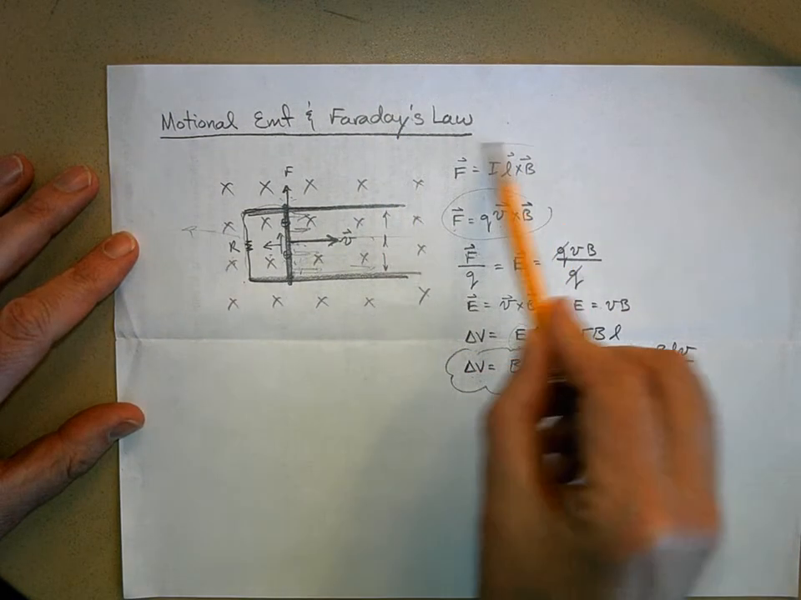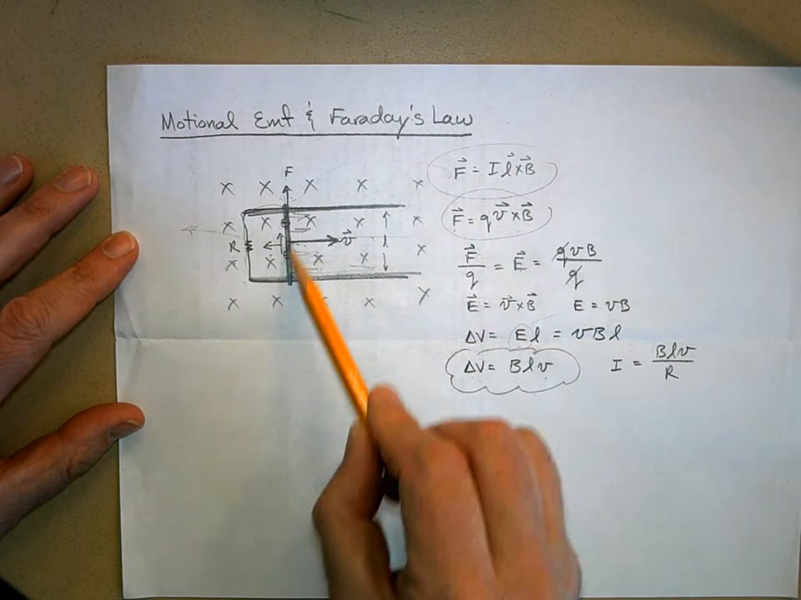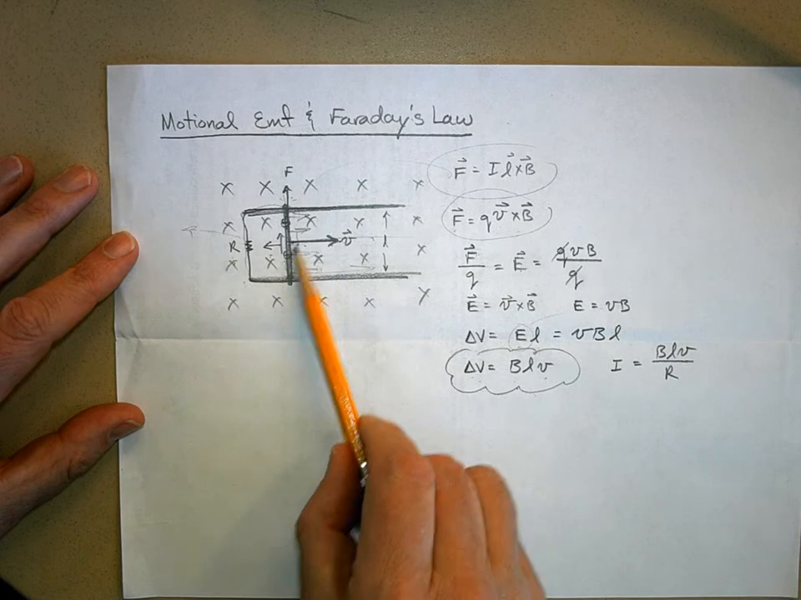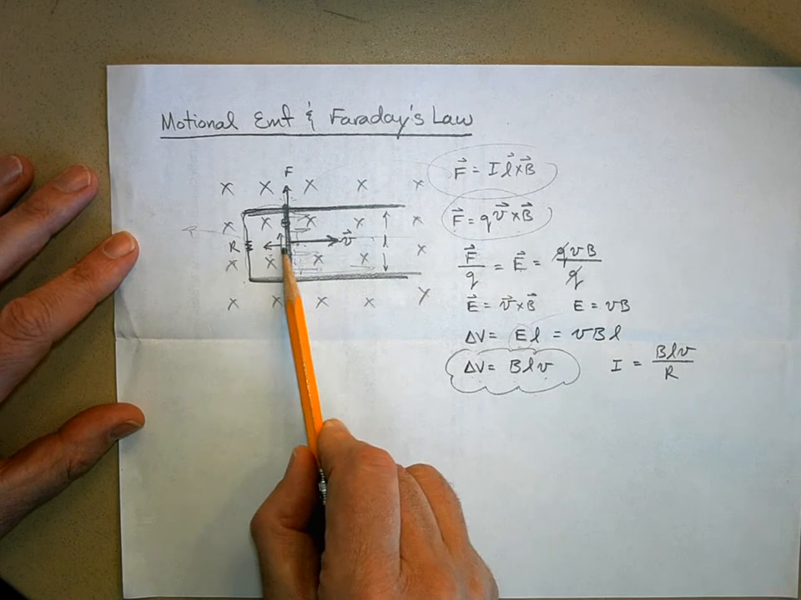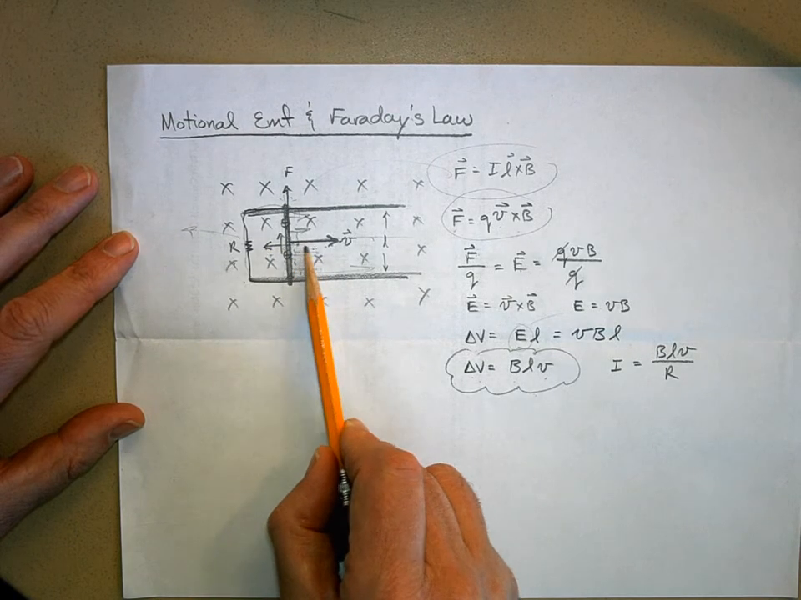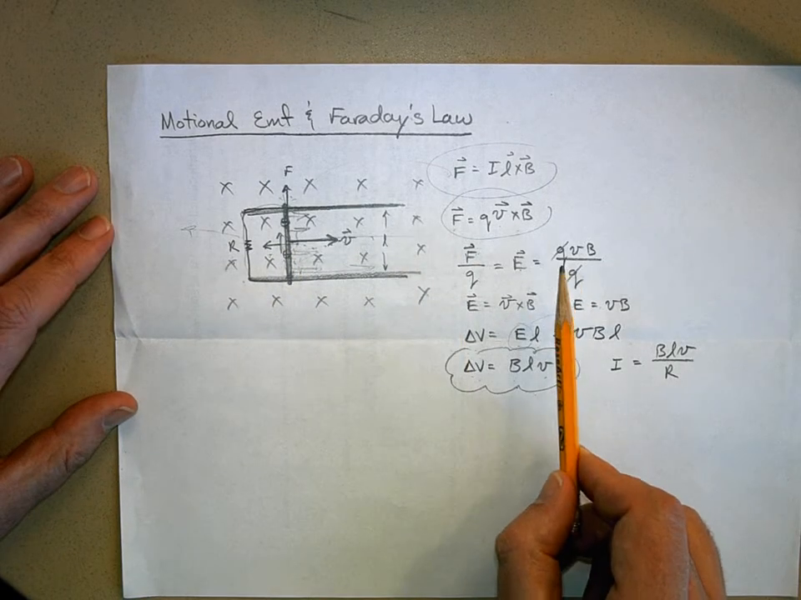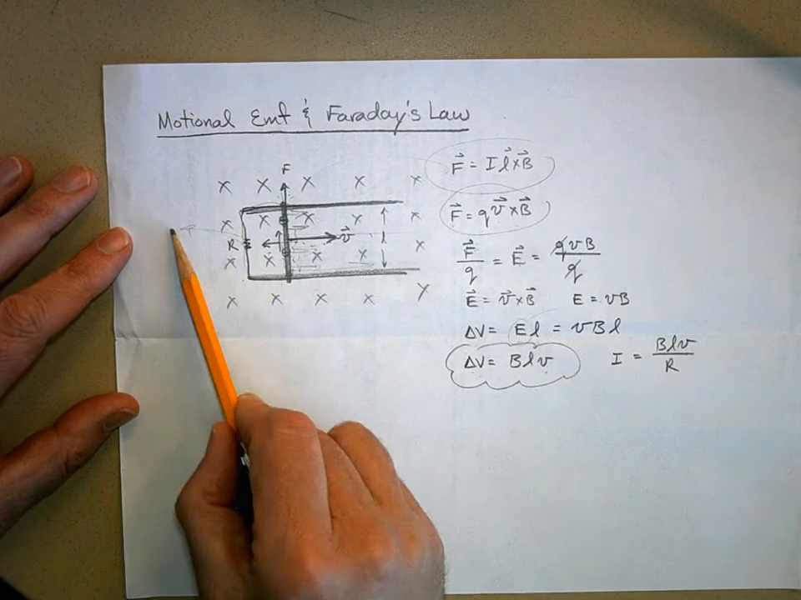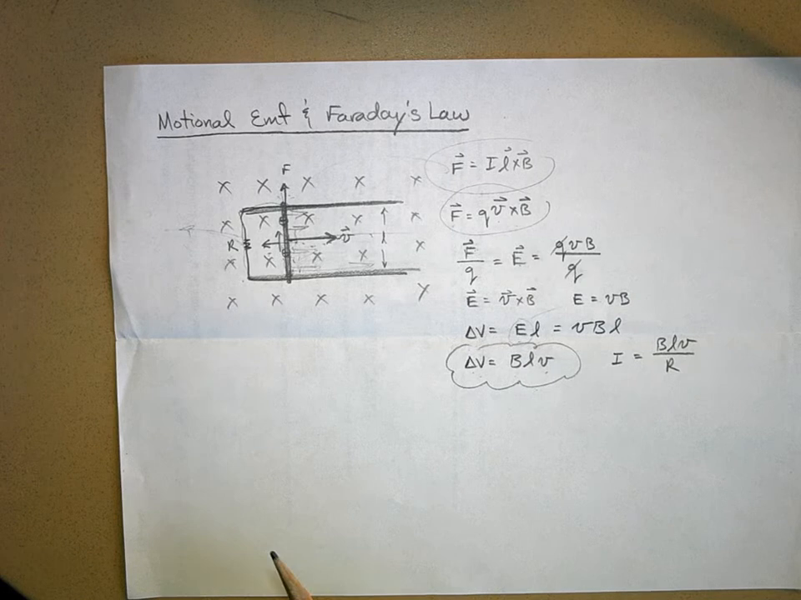Because I've got a current here, and that current creates a force. Well, I have to apply an opposing force, which means I have to do work. And that work comes out of the circuit through the resistor, like a light bulb or something like that. Okay?